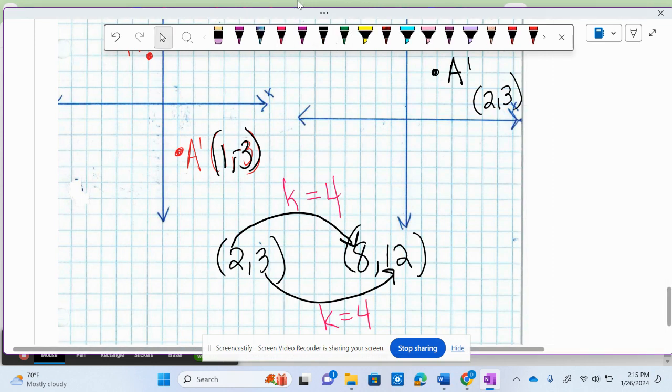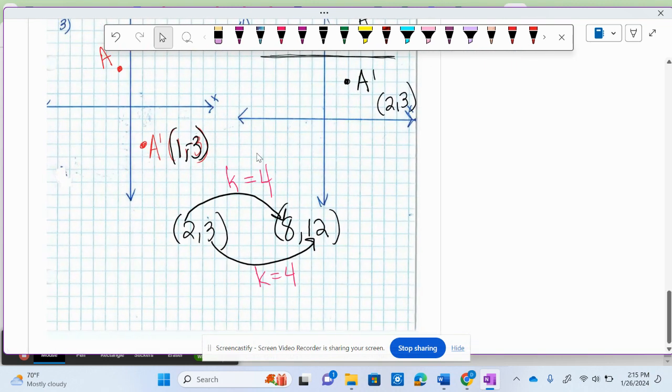Okay. That is your review guide. Your test is on Monday. The answer to number 4 is the ordered pair 2, 3.